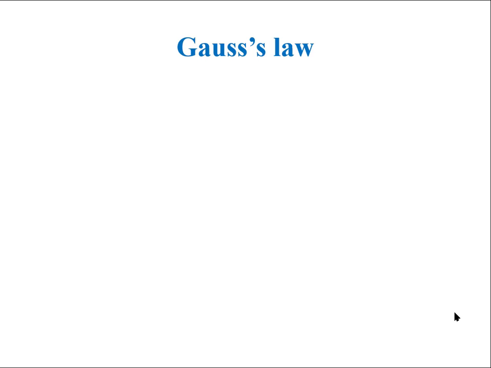Now let us come to the agenda, the laws. The first one is the Gauss law. As you have already studied it, the Gauss law in electrostatics says that total outward flux of electric field from a closed surface is equal to the total charge enclosed within that surface divided by epsilon naught.